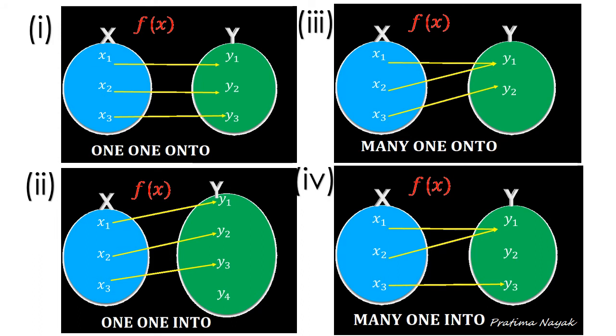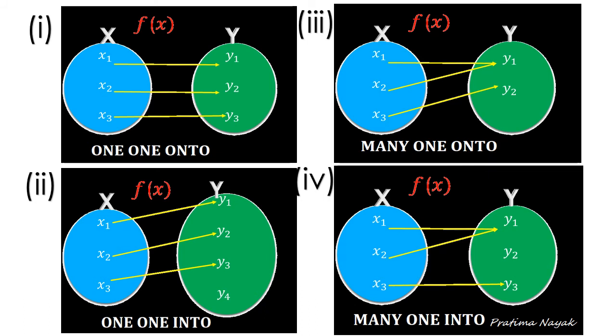Now coming to the third. Here you will see that x1 and x2 have the same image y1 in Y. So it is many-one, and it is onto because no element of Y is left which has no pre-image in X. So it is many-one onto.